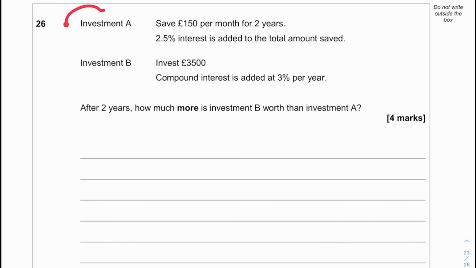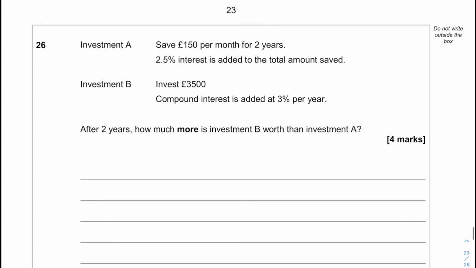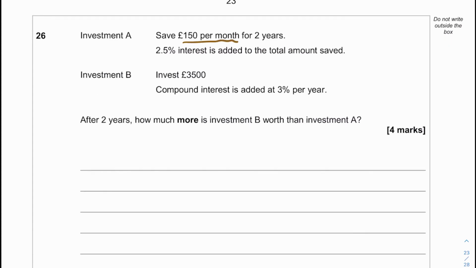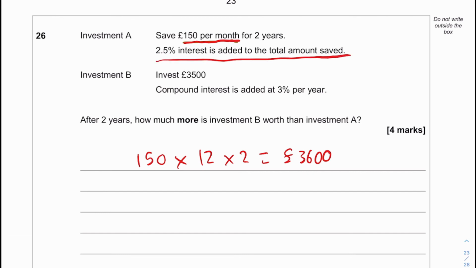So let's work out how much investment A is worth after 2 years straight away. Okay, so we do our £150 per month here, so our 150, and then multiplied, let's do that in red as well, multiplied by the 12 months per year, and then we've got 2 years of this. So if we put this into our calculator, we get £3,600, and then we've got a 2.5% interest is added to the total amount saved. So we then do our 3,600 multiplied by 1.025, and this is equal to £3,690, and this is for investment A.